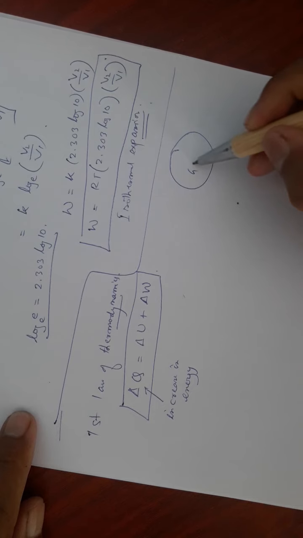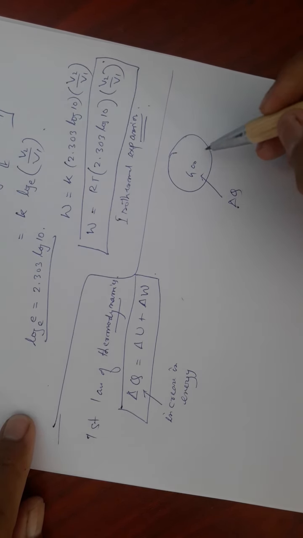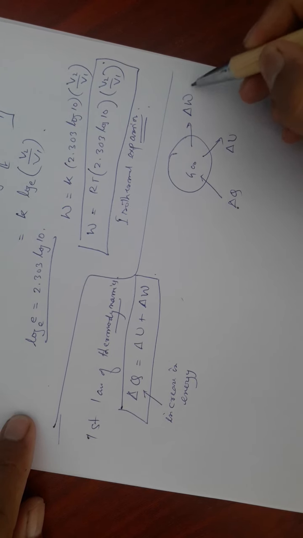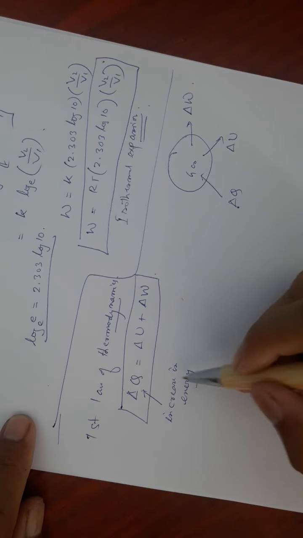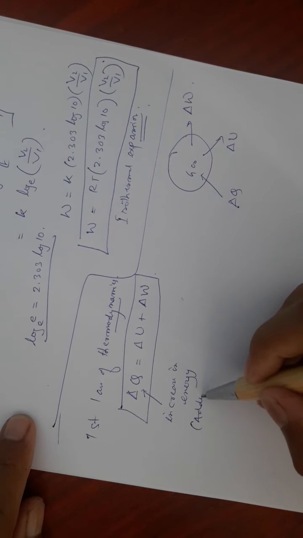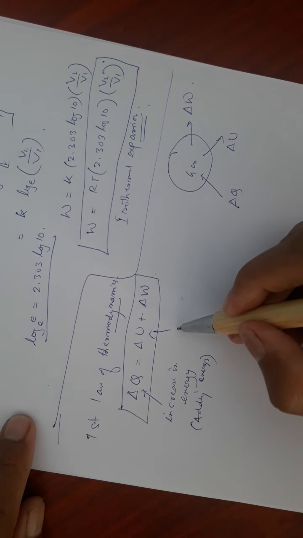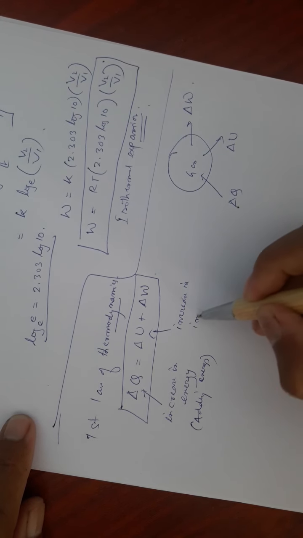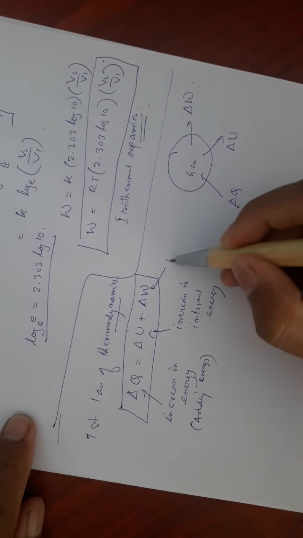Suppose that this is the gas. You supply heat delta Q. After supplying heat, internal energy increases. Then the gas starts performing work here. So this is the increase in the energy, or just adding energy, you can say. This is the increase in internal energy, and this is the work done here.